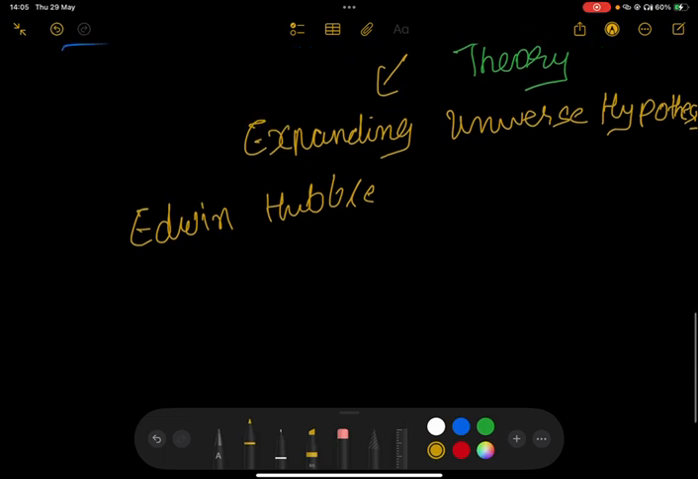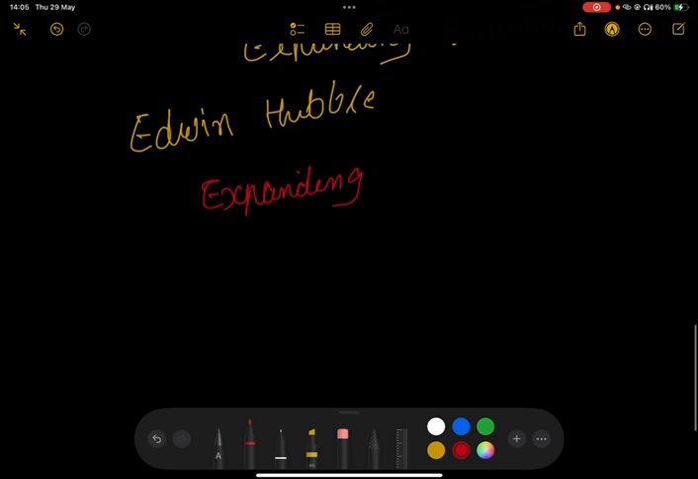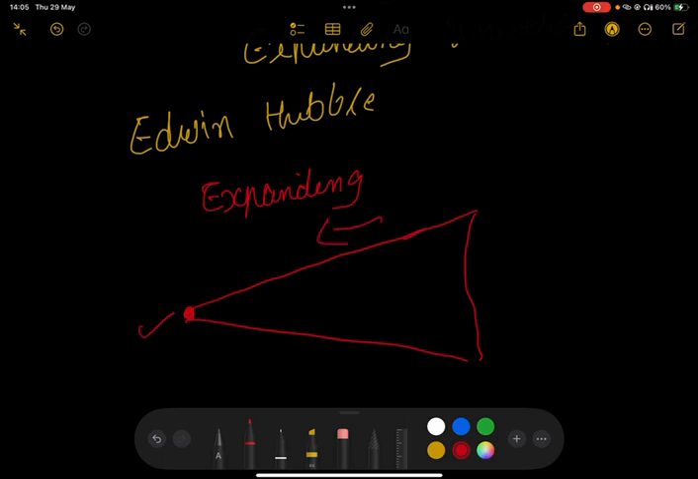In 1920, he provided evidence that the universe is expanding. As time passes, the galaxies are moving further and further apart, right? So that's regarding the Big Bang theory. There is also a concept called singularity. If the universe is expanding, and we go back in time in the past, then there has to be a point where everything is merged. That point is called the singularity point.